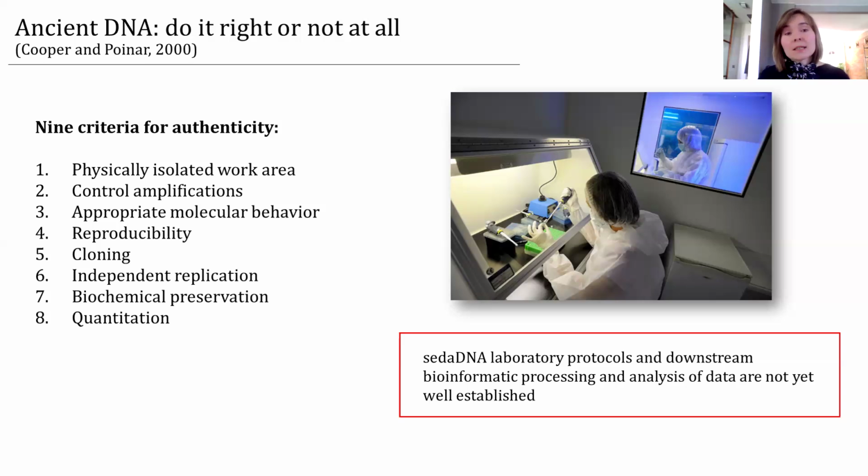One of the first publications to sum up the good practices and the rules we need to follow when working with these ancient materials was the publication "Ancient DNA: Do It Right or Not at All." This is very good advice in general, I would say. The authors proposed 9 criteria to authenticate an ancient DNA record. The first thing is a physically isolated work area.